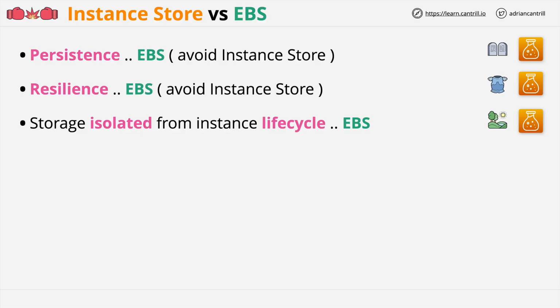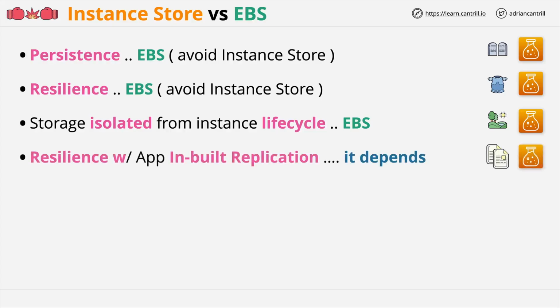Now there are some scenarios where it's just not as clear cut, and you need to be on the lookout for these within the exam. Imagine that you need resilience but your application supports built-in replication. Well then you can use lots of instant store volumes on lots of instances, and that way you get the performance benefits of using instant store volumes but without the negative risk.